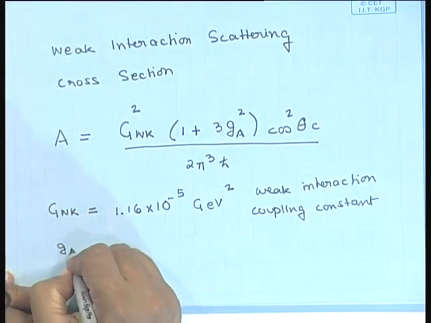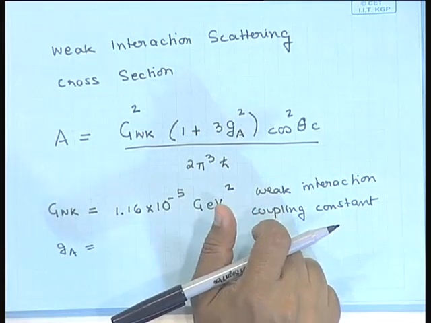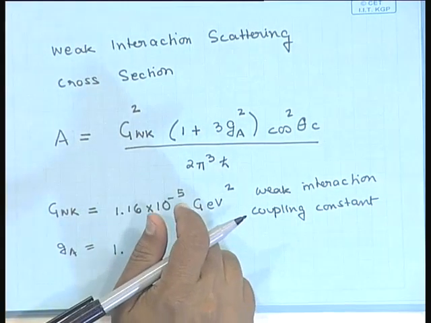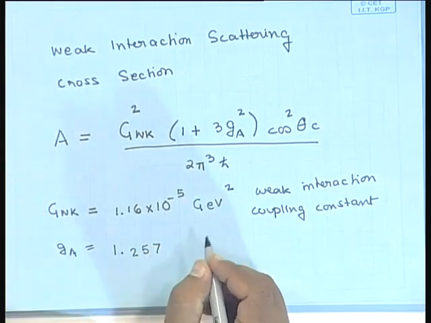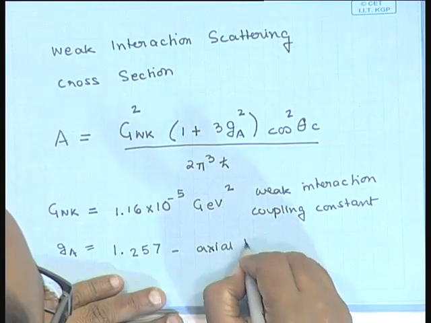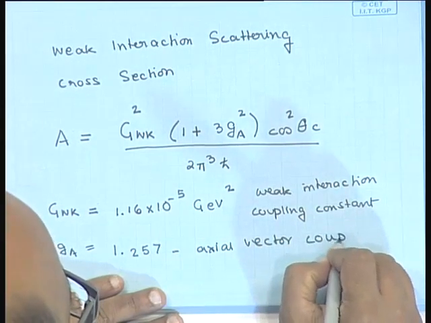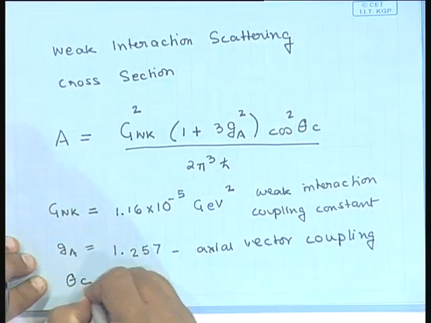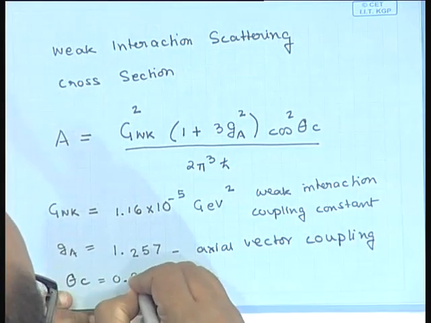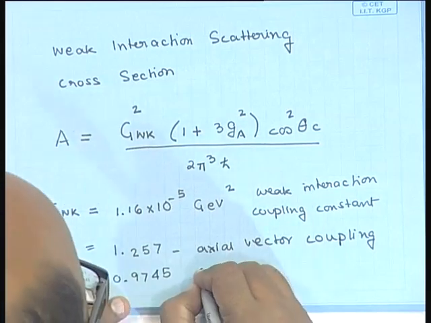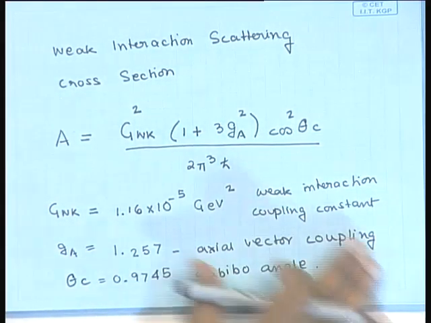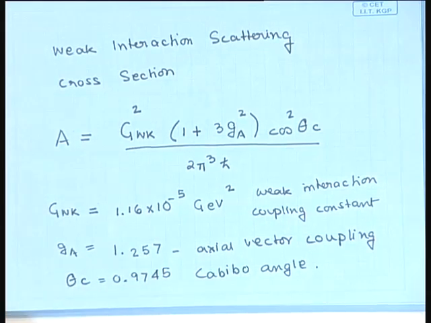Then you have G A, and this has a value of 1.257, and this is the coupling to the axial vector, the axial vector coupling. And theta C, there is a cos square theta C over here, theta C is 0.9745, and this is called the Cabibbo angle. So, you put in all of these factors and you can calculate this constant A, which is related to the weak interaction scattering cross section.